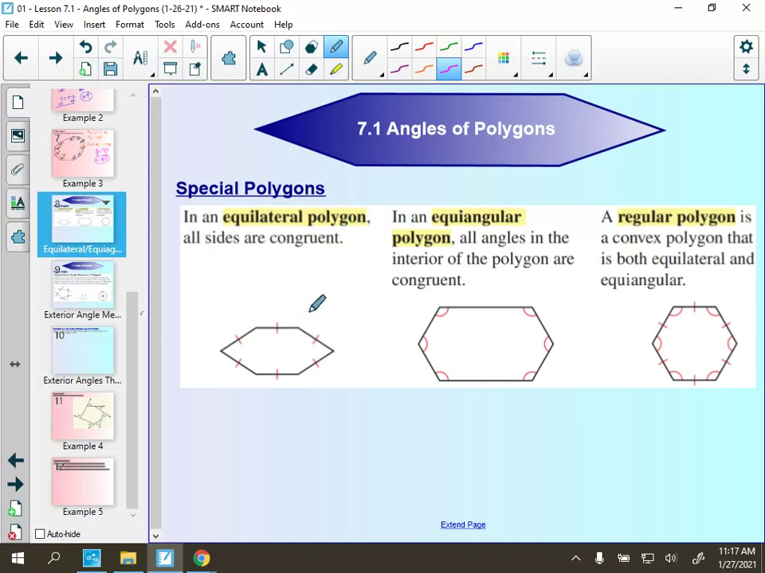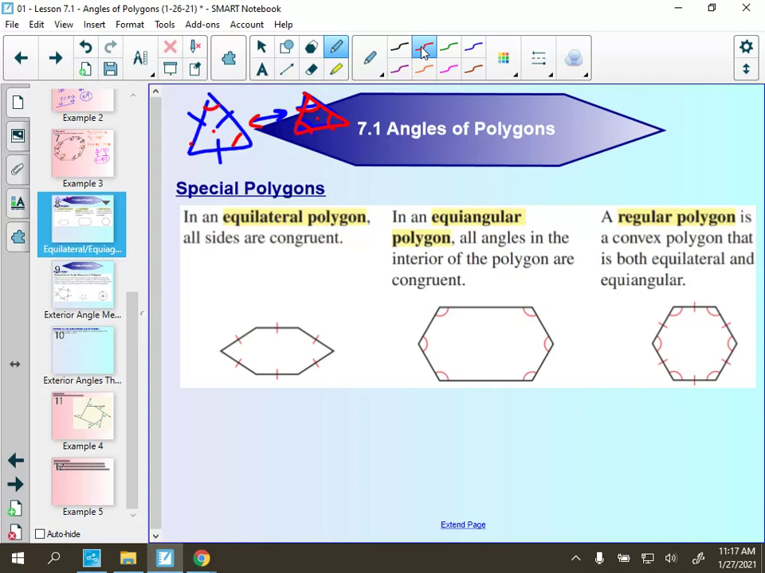So we have the same thing going on with polygons. We could have an equilateral polygon where all sides are congruent. We could have an equiangular polygon where all the angles are congruent. But the difference here is, remember, with a triangle, if I knew it was equilateral, it had to be equiangular. One led to the other, and vice versa. If I knew something was equiangular, it had to be equilateral.